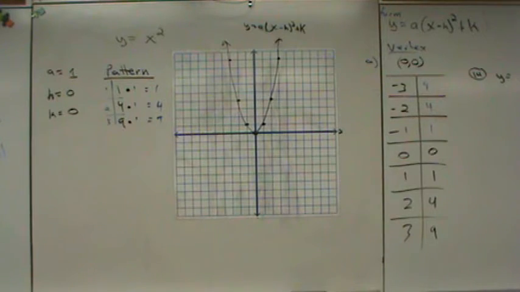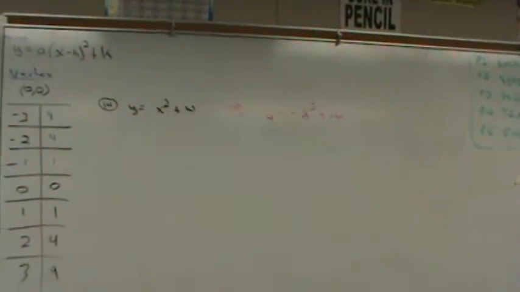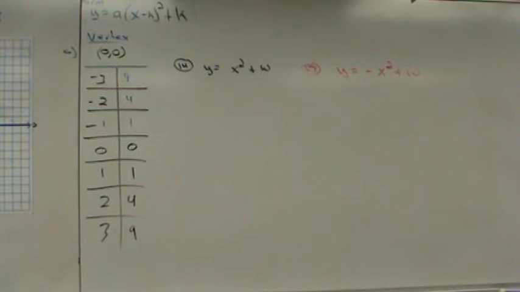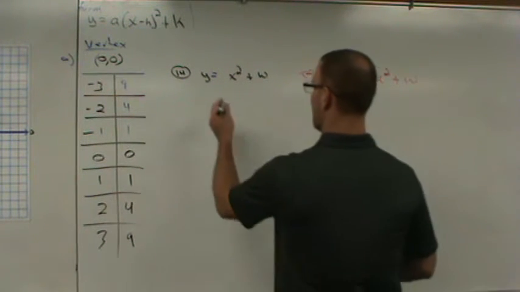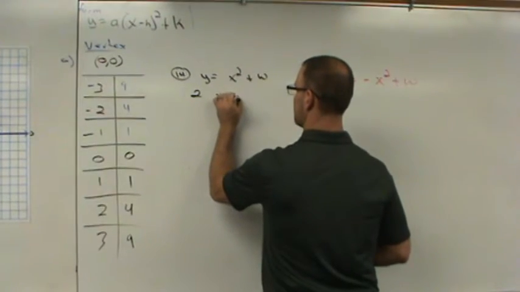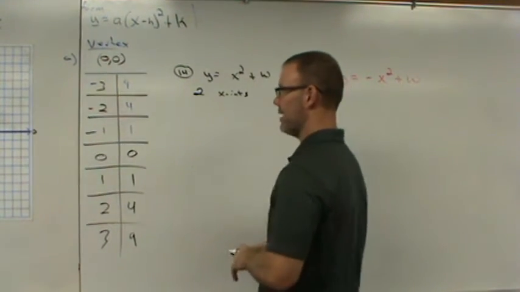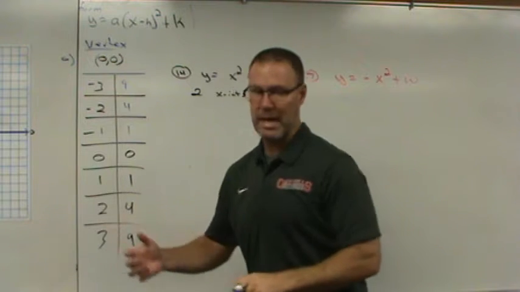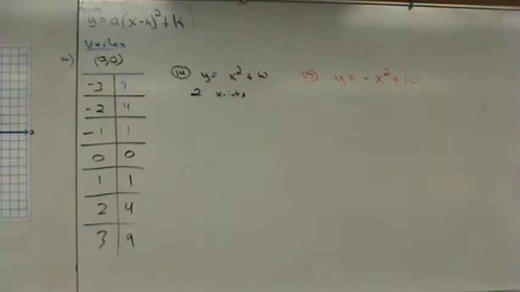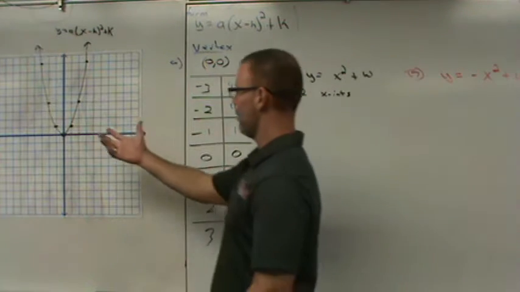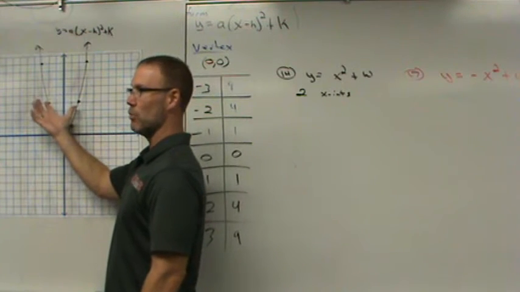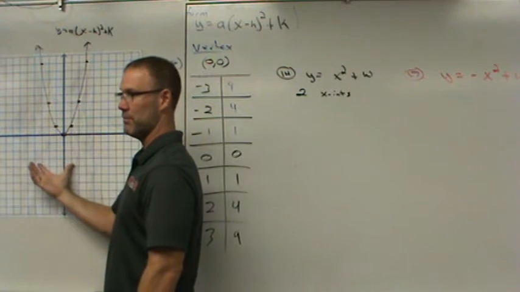Now, when we get to 14, read the directions to yourself. What is 14 asking? It's saying what value of w will give me 2 x-intercepts? Well, think about it. I really wish I could have both of these on the same graph here. I'm going to try. That'll help a little bit. If I look back at my parabola, which way does it have to shift in order to have 2 x-intercepts? It has to shift down.